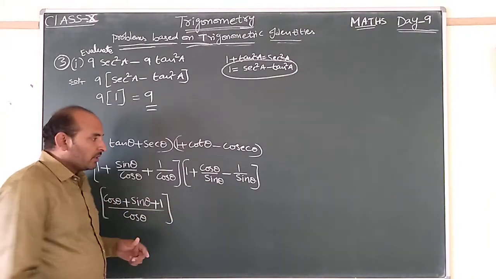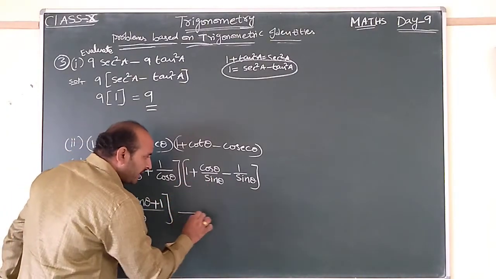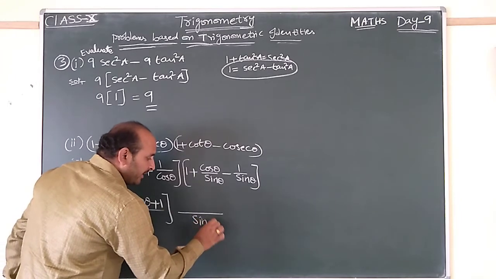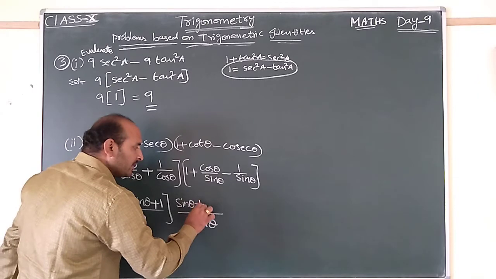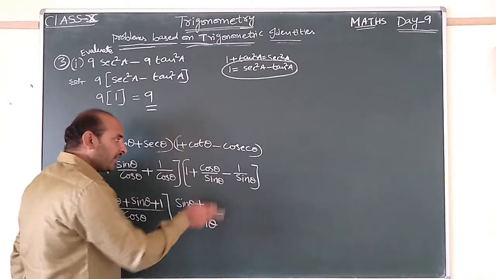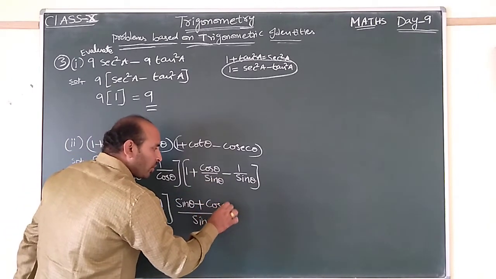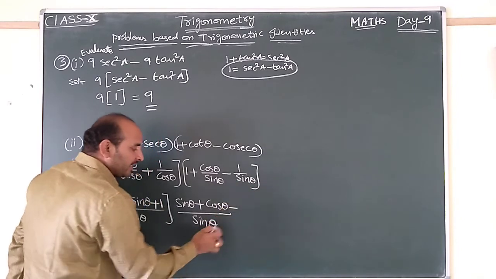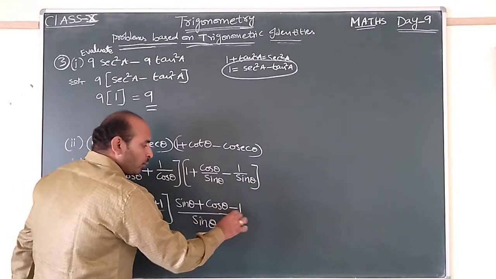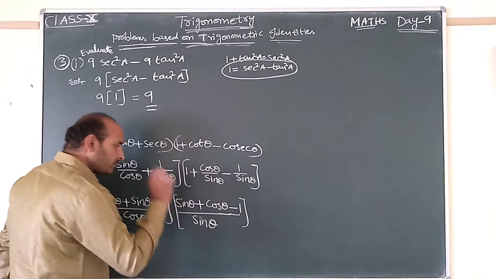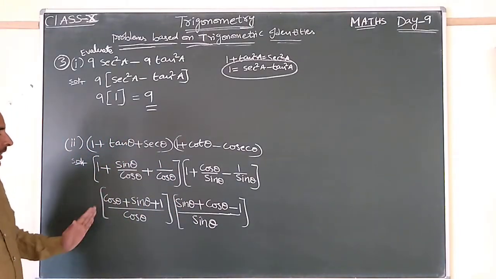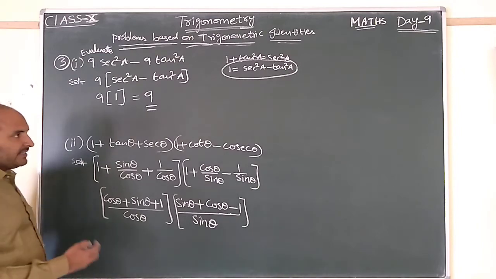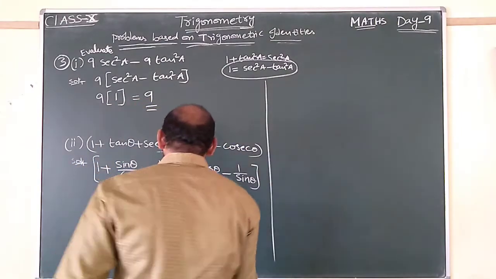Coming to the second part, what is the LCM? The denominator LCM is clearly sin theta. 1 into sin theta is sin theta, plus sin theta 1 time, cancellation, that is 1 into cos theta, cos theta, minus sin theta 1 time, that is 1 into 1, 1. So this is the LCM over.